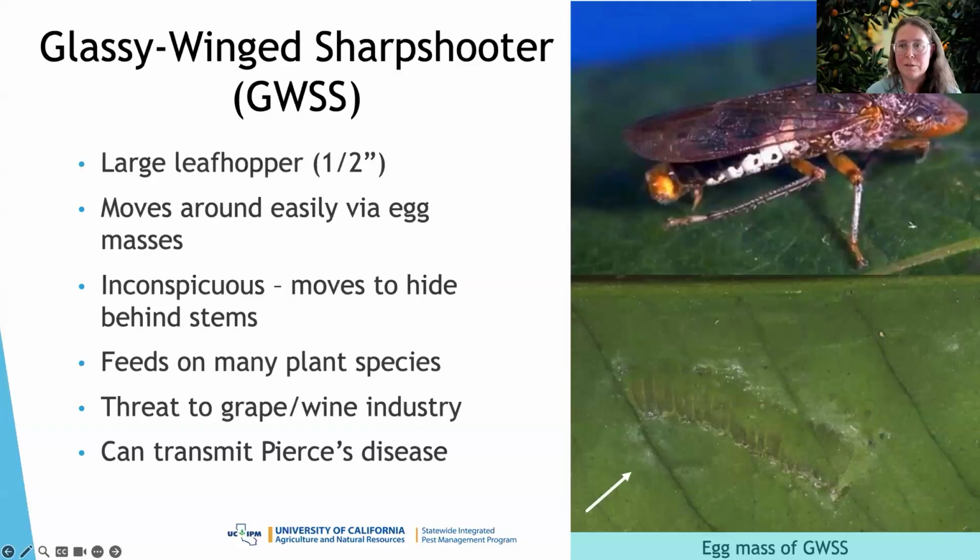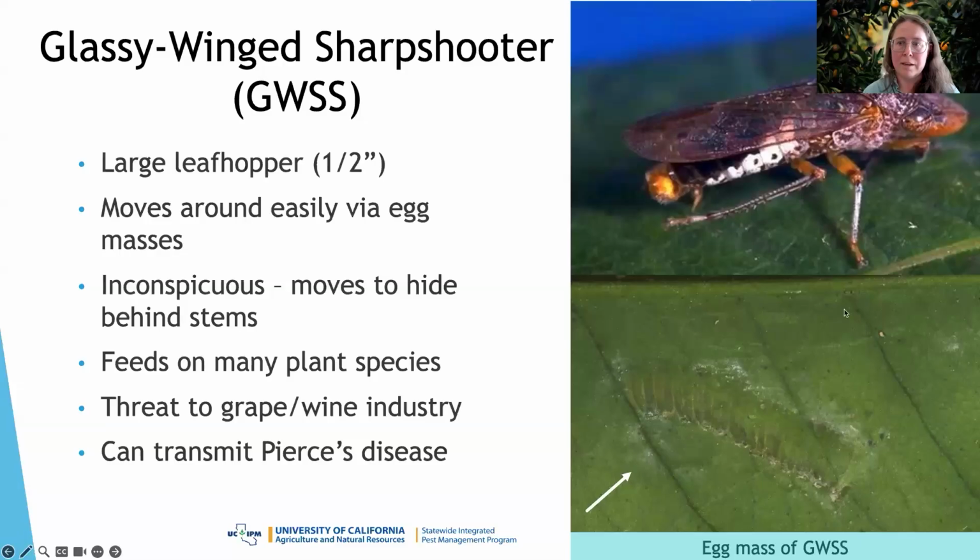Next up, the glassy-winged sharpshooter, which has a really long name, and we're going to abbreviate this pest as GWSS. This is a somewhat large brown leafhopper, about 1/2 of an inch long, and it's been present in California since 1994. It's established in most of Southern California and parts of the Central Valley. Their egg masses can be hard to spot, and infested plant material is a common way this pest spreads to new areas.